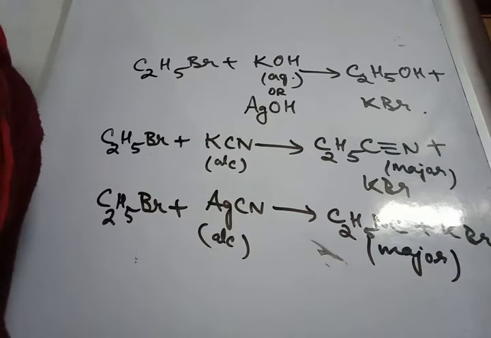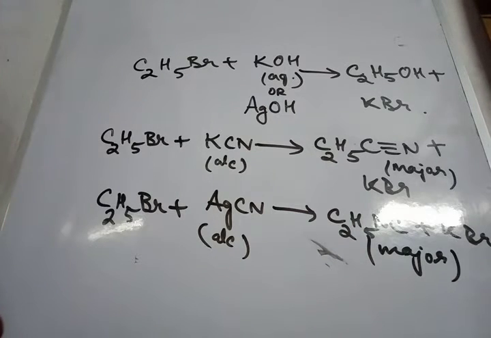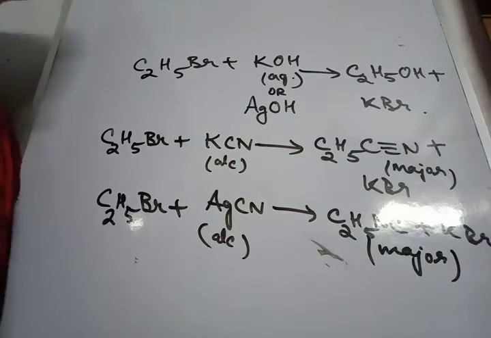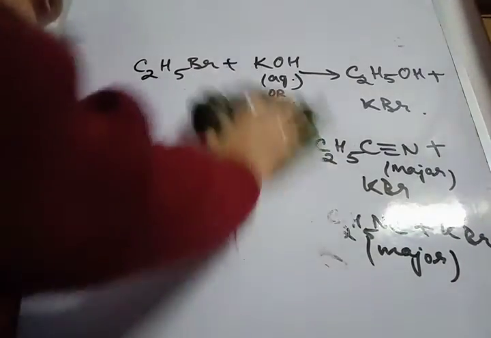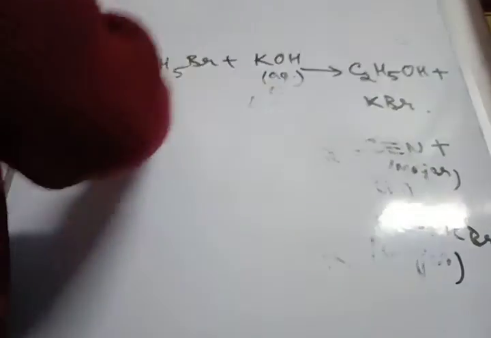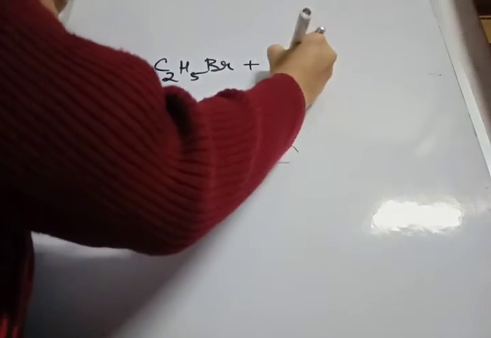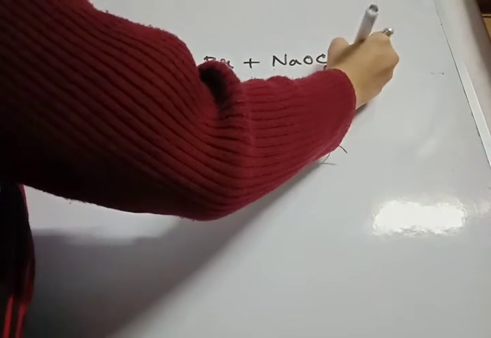Next, we move to substitution of halogen atom by alkoxy group, or I can say formation of ethers. We spoke about formation of alcohols, then formation of alkyl cyanides, and then alkyl isocyanides. So formation of ether: C2H5Br when treated with sodium ethoxide.